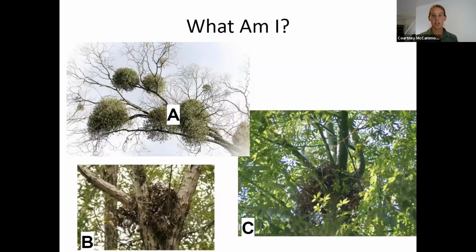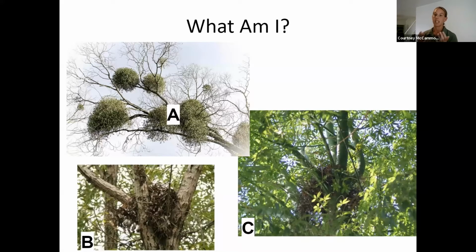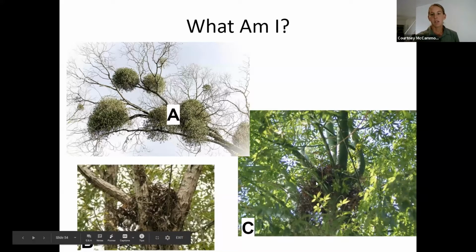And then with this one, it was a little bit more difficult. So A is mistletoe. People said that B is a raptor nest, and it is supported by that main trunk, but it's a squirrel nest, and the indication for that is that it's mostly leaves. Raptors will not use leaves in their nest at all. They use branches. They'll break off branches or pick them up from the ground and use them to make the nest, but they will not use leaves. And so C is a raptor nest.